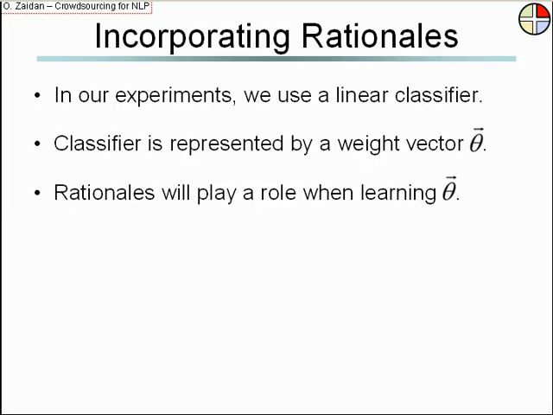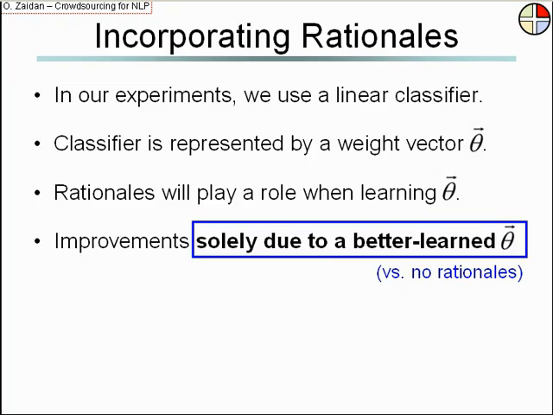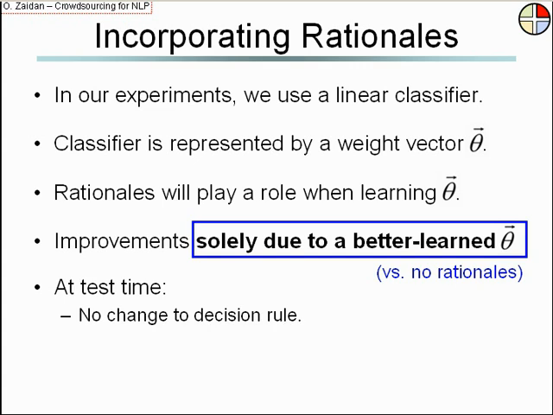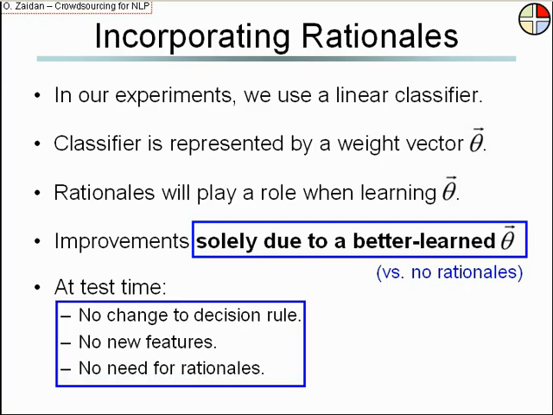Now the rationales will play a role when we learn that weight vector. And the improvements that we get in performance will be due solely to a better learned weight vector. So at test time, there is no change to the decision rule. It's still a linear classifier. There's no change to the features. It's still the same feature set. And most importantly, you don't need the rationales for the test examples.